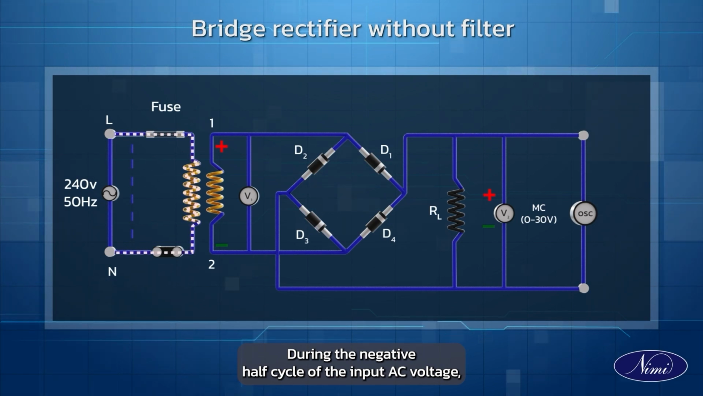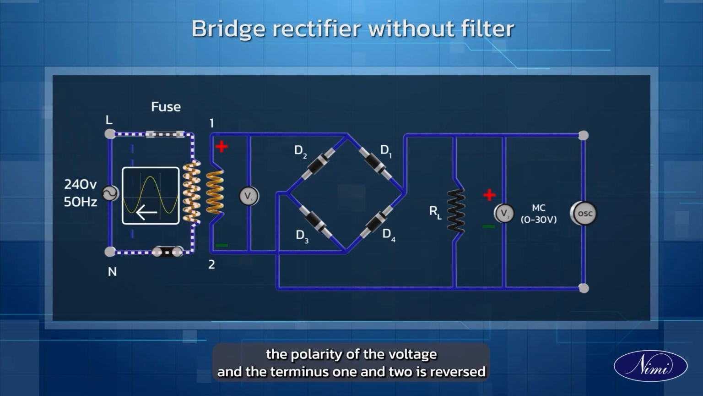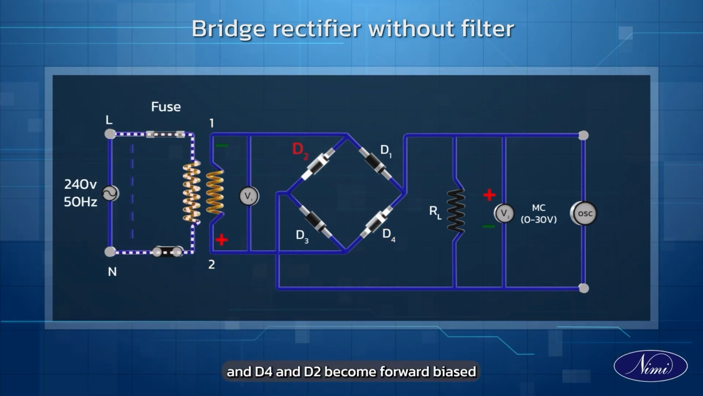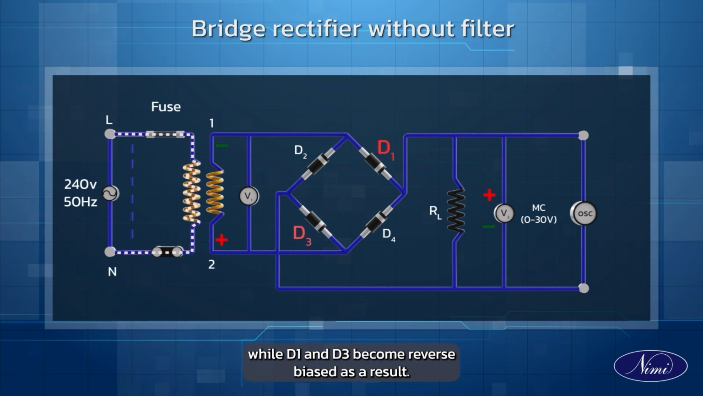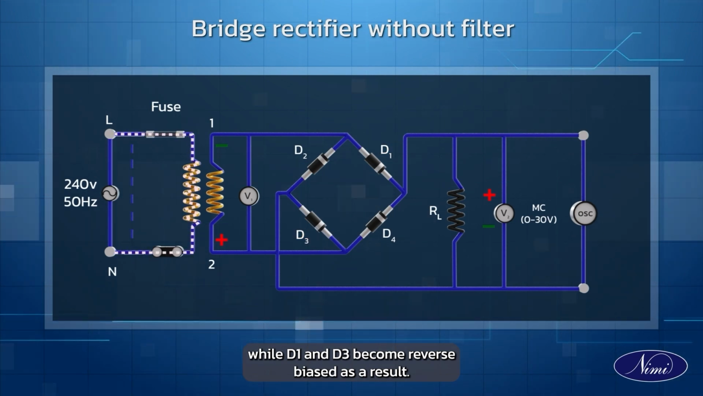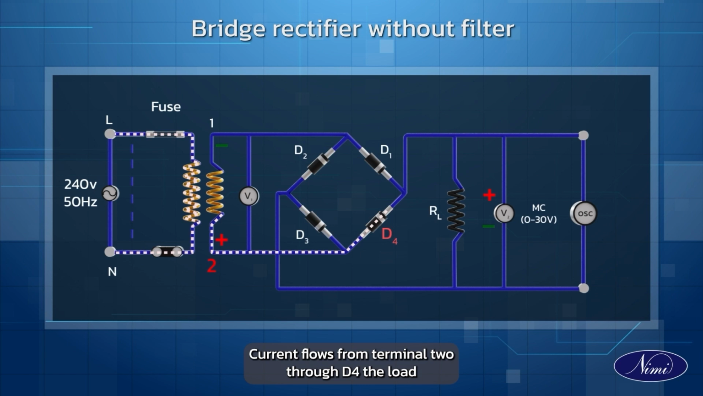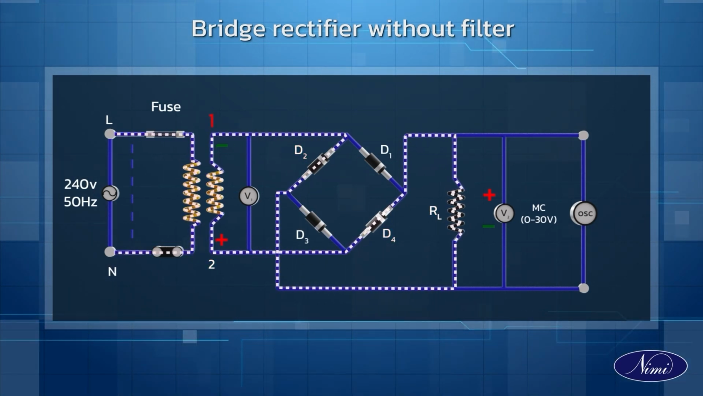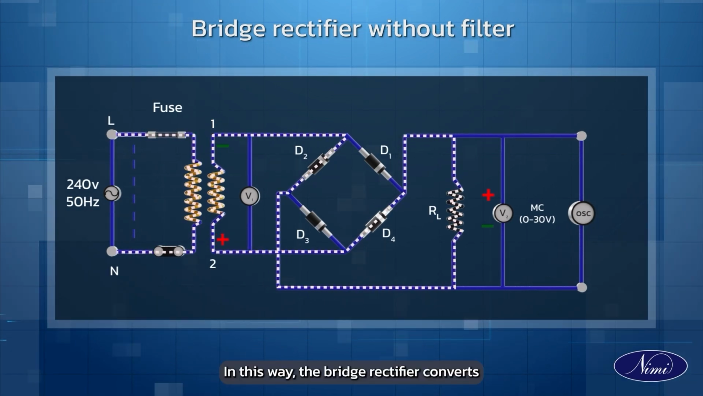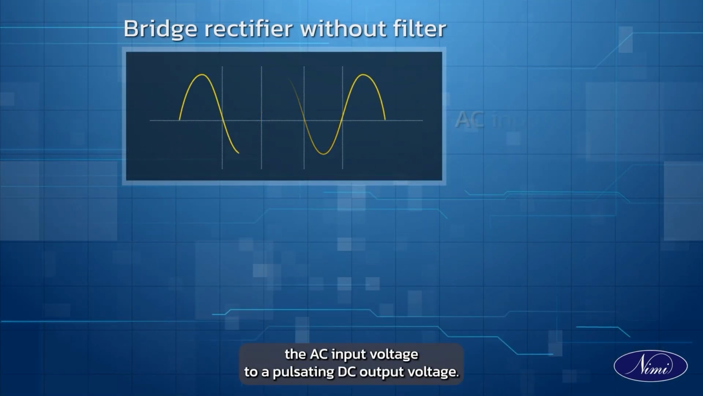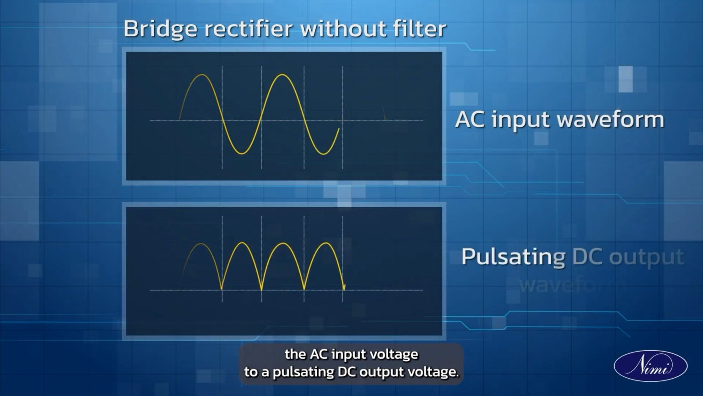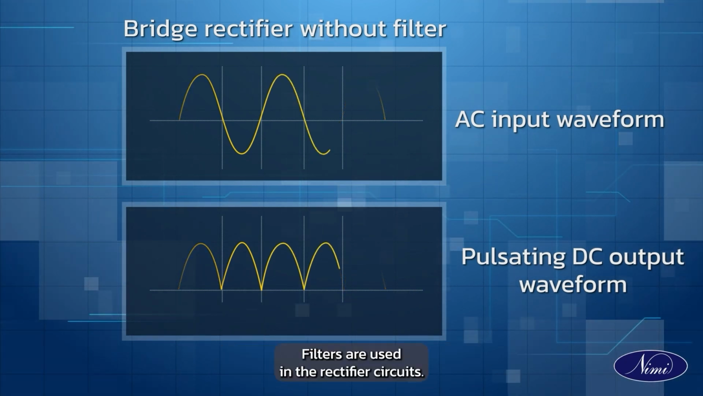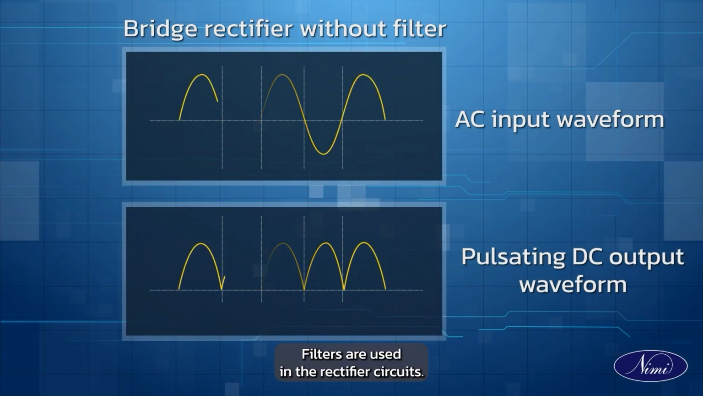During the negative half cycle of the input AC voltage, the polarity of the voltage at the terminals 1 and 2 is reversed, and D4 and D2 become forward biased, while D1 and D3 become reverse biased. As a result, current flows from terminal 2 through D4, the load resistor R, D2 and back to terminal 1. In this way, the bridge rectifier converts the AC input voltage to a pulsating DC output voltage. This is a pulsating DC. To get a stabilized DC output, filters are used in the rectifier circuits.